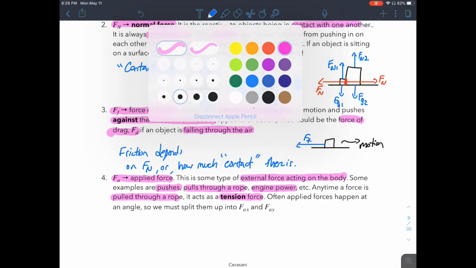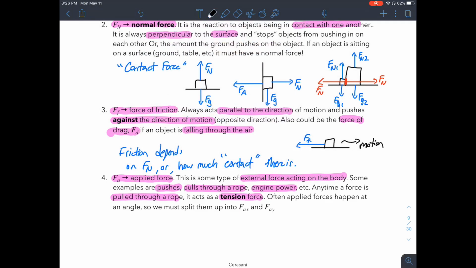Now, so we've got two options when it comes to applied forces. If we have a box just sitting on the ground like so, we already know from previous that we've got the force of gravity and the normal force going on like that. So that's totally cool. But now we have this applied force pulling perfectly horizontal. That is all in the X direction, okay?